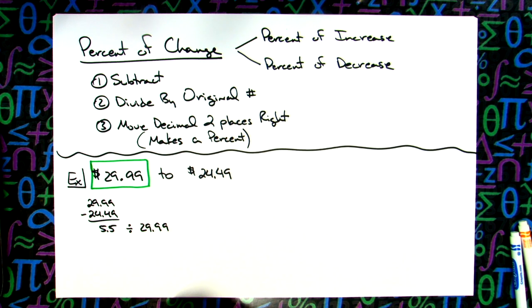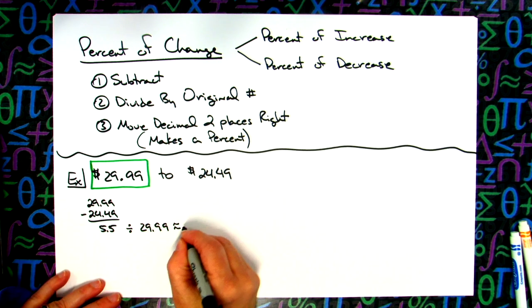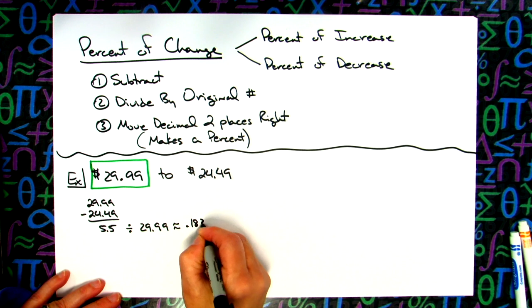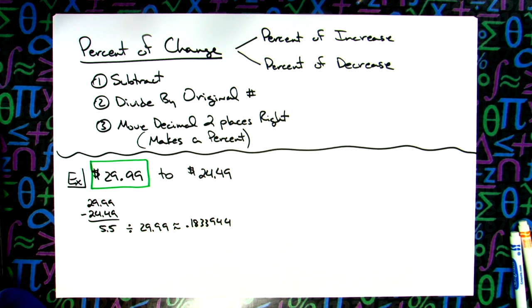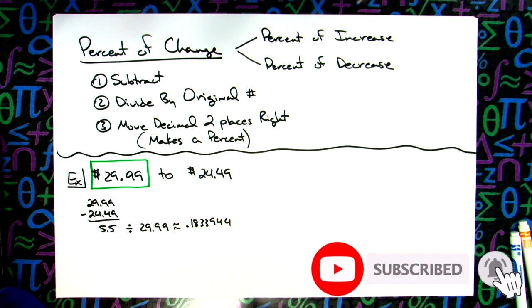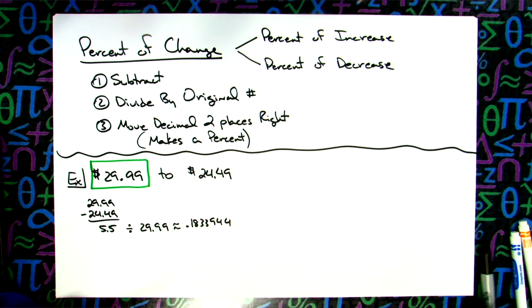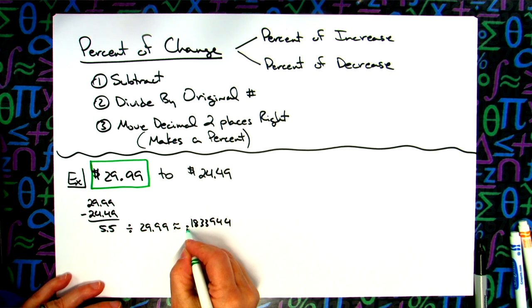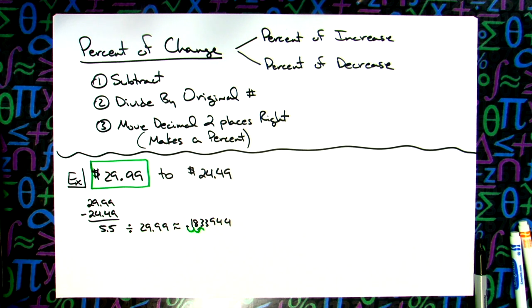You get a great big long decimal. I got 0.1833944, and that keeps going and going. You will get a great big long decimal every time. Third step, move the decimal point 2 places to the right. So I'm going to hop that decimal point 2 places to the right, and now it's in between the 18 and the 3.